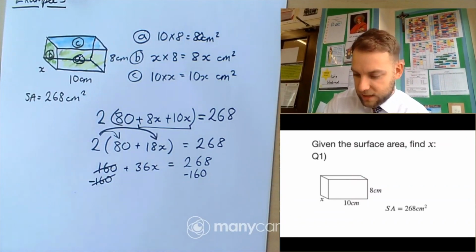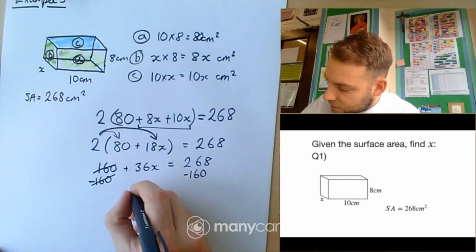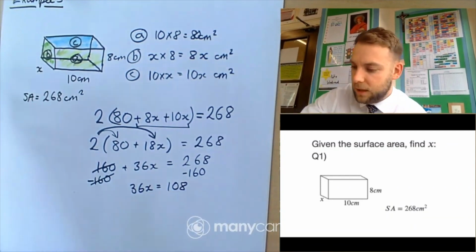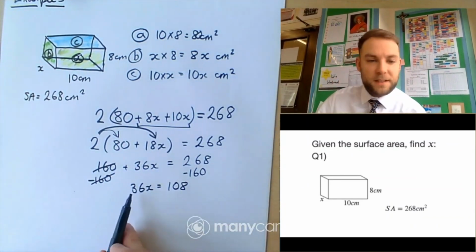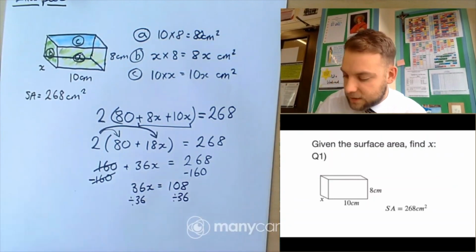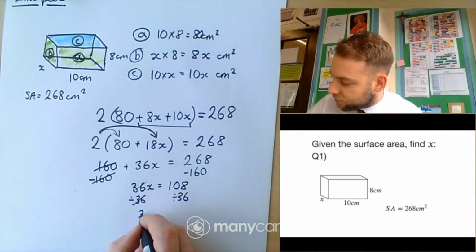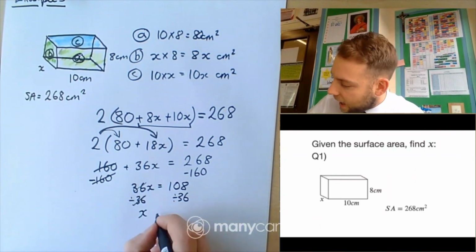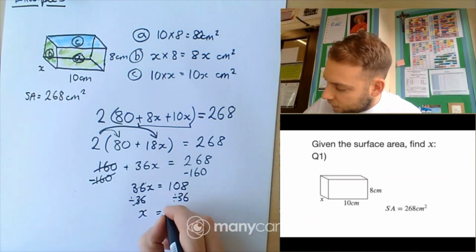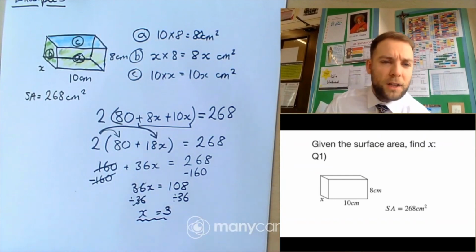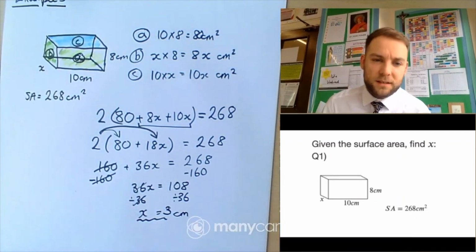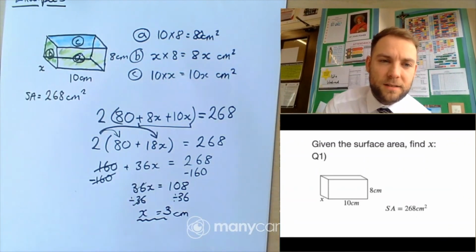268 minus 160 is equal to 108, so I end up with 36x is equal to 108. Last part, to get rid of this 36, this means 36 times by x, so I'm dividing by 36. 36 divided by 36 will just leave you with x, and 108 divided by 36 is equal to 3. What are my units on this 3? Well, this is a length of 3, so it's going to be 3 centimetres, not centimetres squared.